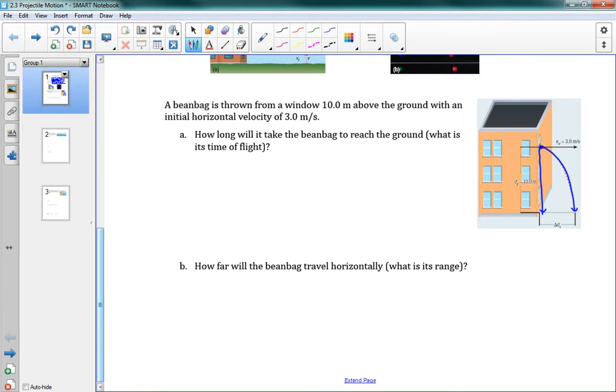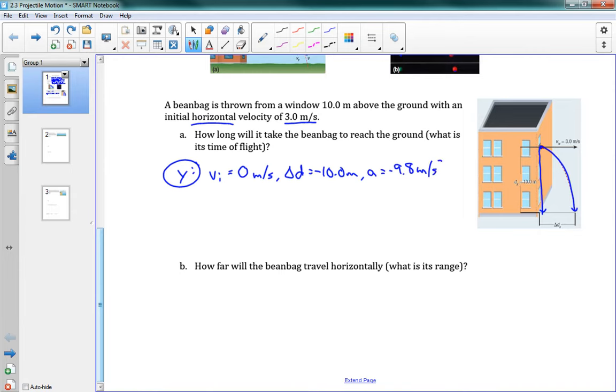So for this problem, I'm just going to focus entirely on y. So I'm just going to say I'm only interested in the y dimension. So if I'm looking in y, the initial velocity in the y dimension is 0. Even though we're told that we have an initial velocity of 3, that was horizontal. There's no vertical component at the start. So our initial velocity is 0 meters per second in the y. My delta d is negative 10 meters. I'm going down 10 meters. And my acceleration is down 9.8.